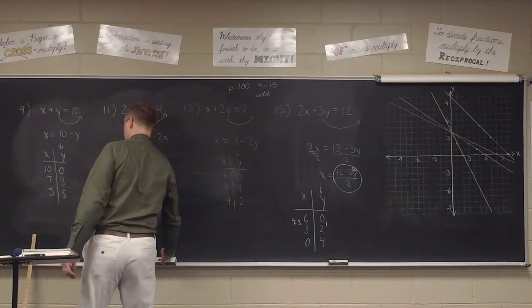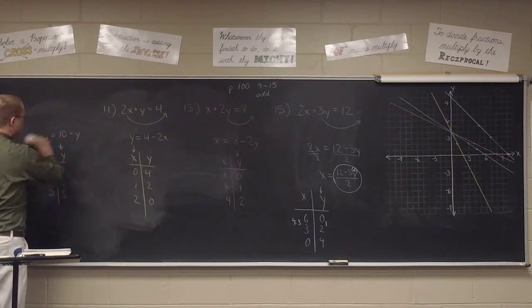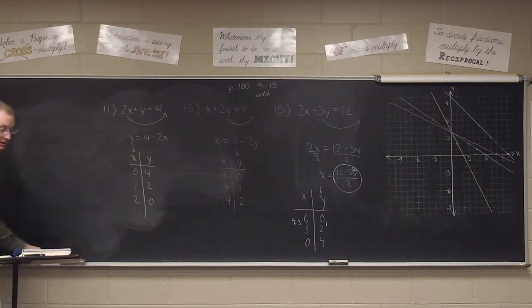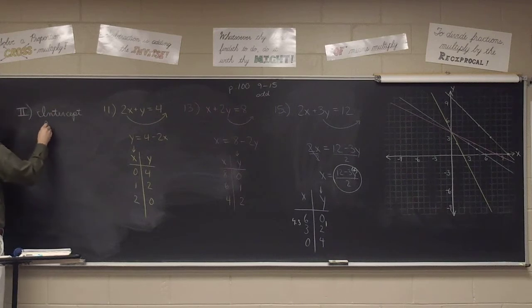Method number 2, Roman numeral 2, under graphing linear equations in your notes, is using something we call the intercept method. Roman numeral 2, under graphing linear equations, is what I call the intercept method.